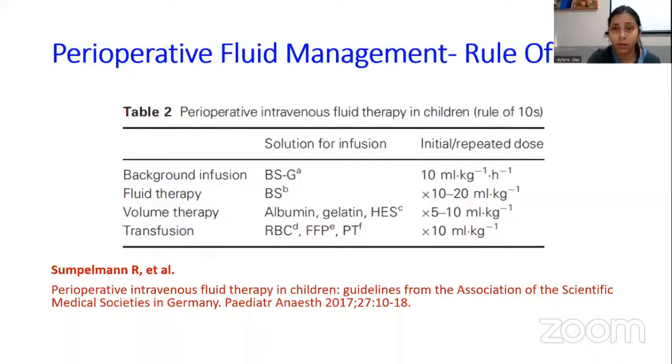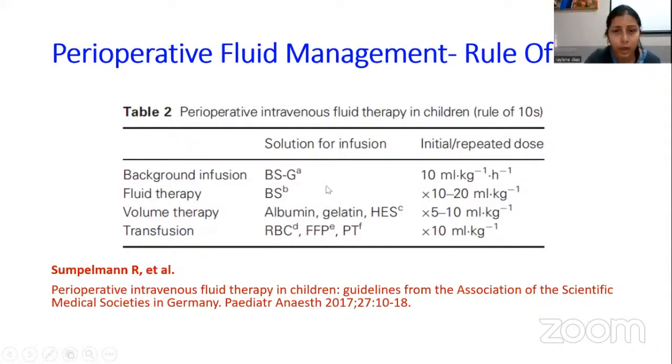And now this is again from the supplement, our landmark paper. This article says that you need not do all this now. You need not sit and do all these calculations. You can just use your rule of tens, which is the simple rule where you give a background infusion of a balanced salt solution with some glucose. This can be 1% or 2% dextrose, and you give it at a rate of 10 ml per kg per hour.